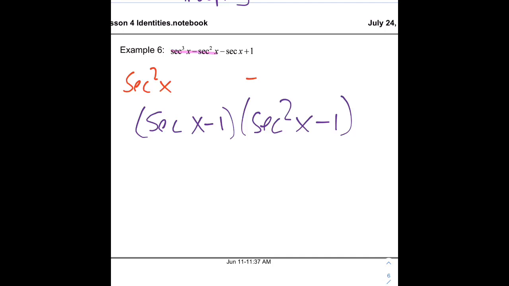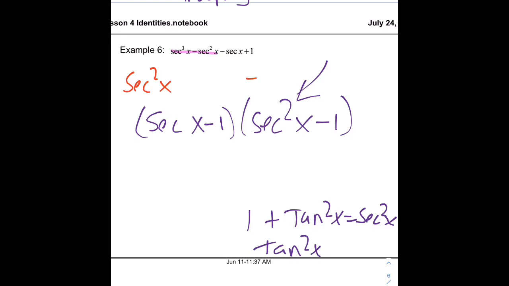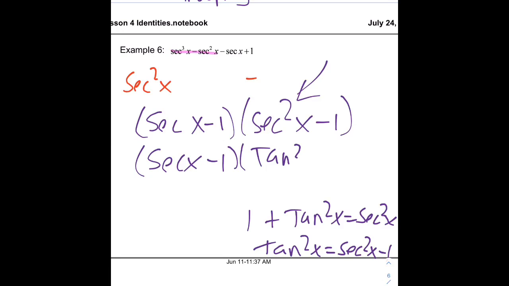This is one of those where you could again go into the vortex, but the fact that that has a squared term leads me to believe that maybe I should look at my Pythagorean identities. And if we know 1 plus tangent squared x is equal to secant squared of x, then I know that the tangent squared of x is equal to the secant squared of x minus 1. So final answer is secant x minus 1 times tangent squared of x.